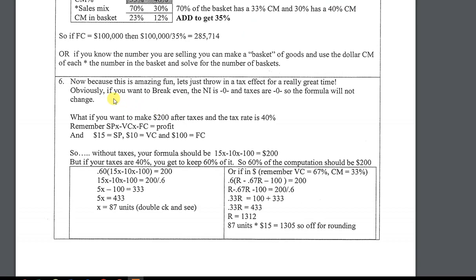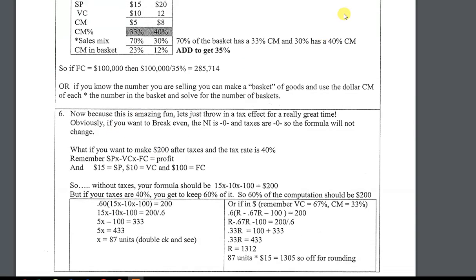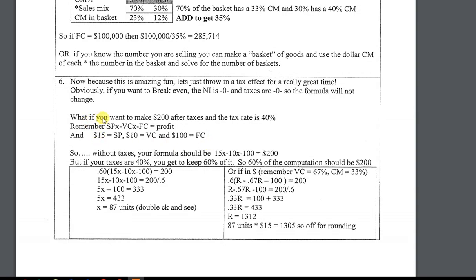Okay, so the problem says, what if I want to make $200 after taxes? Obviously, I only can do this for target profit because at break even net income is 0 and I pay no taxes, so it's going to be the same. But what if I want to make $200 after taxes and the tax rate is 40%? So if you think about this, I've got a $15 selling price. So I'm going to go right in here.